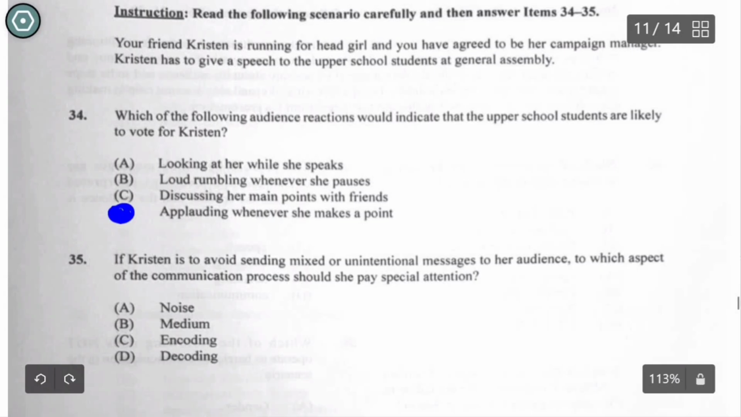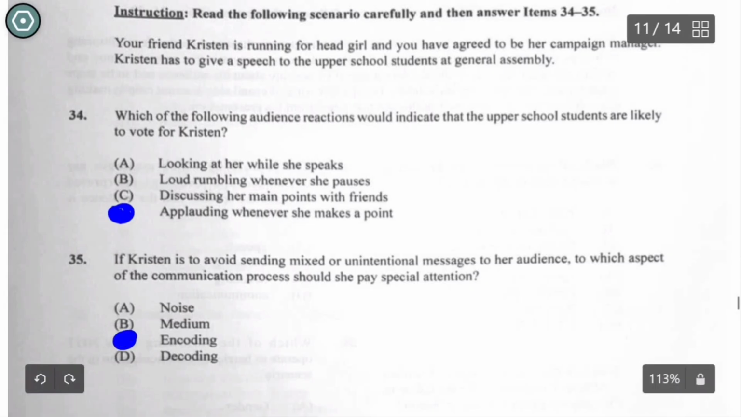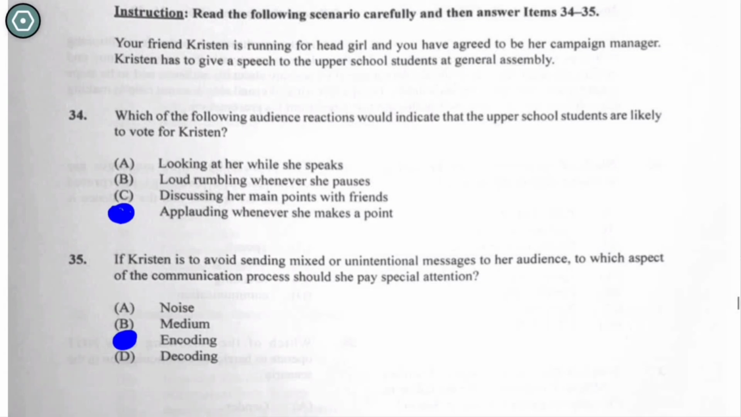If Kristen is to avoid sending mixed or unintentional messages to her audience, to which aspect of the communication process should she pay special attention? Encoding. I would say encoding. She has to make certain of how she delivers the message, so that it's not mixed, or it's not saying what she doesn't want to come across. She wants to avoid misinterpretations, so she has to pay attention to how she develops her message or conceptualizes it and actually sends it out.